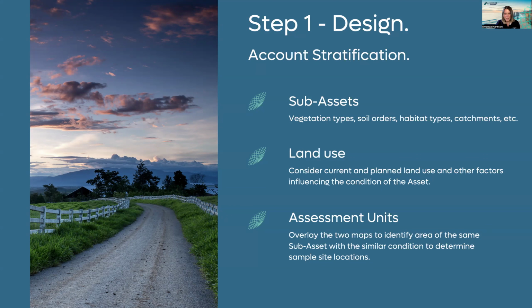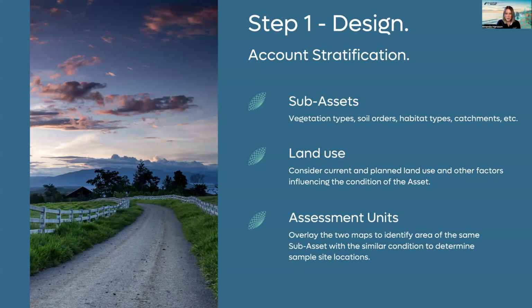Every method will have a slightly different approach to delineating sub-assets, but for a vegetation method, it's often mapping out the different vegetation types that you have in your area. For a soil method, that can be looking at the different soil types or soil orders. If you're looking at mammals, it can be identifying different habitat types. Once you have broken down the environmental asset into smaller components, you need to consider the overall condition state of the asset account area. Very often, that state is influenced by land use.